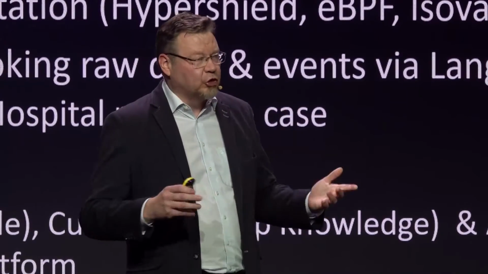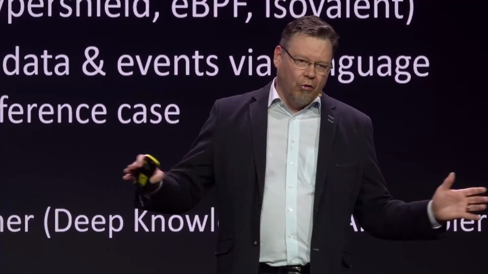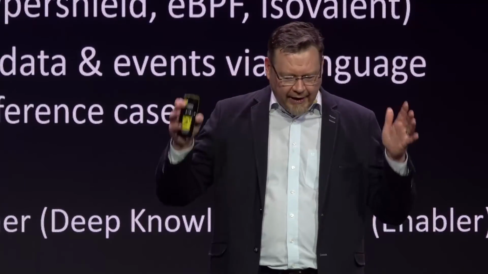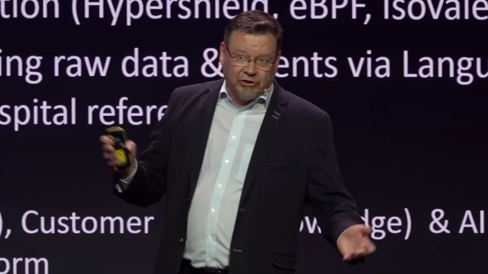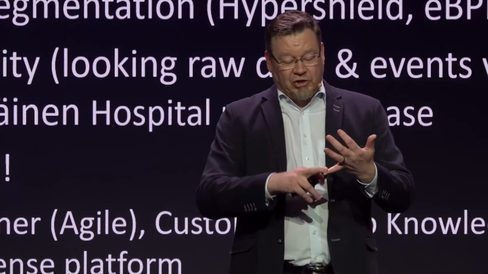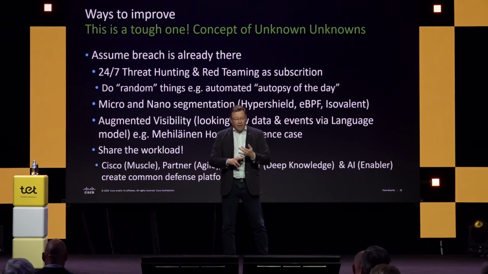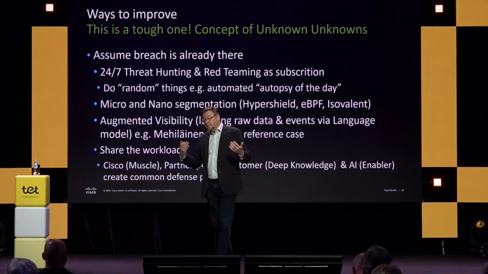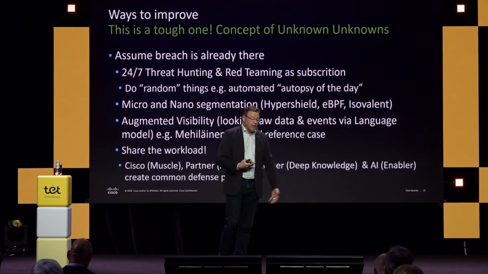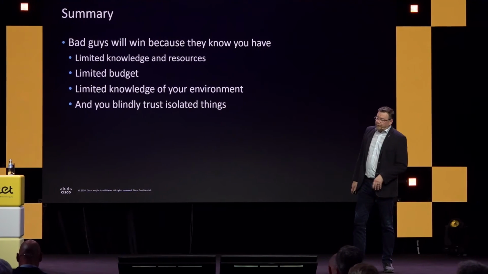But the best example for me is Mehiläinen, which is a private healthcare chain in Finland. The way they do this is that they take the whole network data, what has happened every single day, and by the end of the day, they dump that to the language model. And then they ask questions. What's an anomaly? What are the things that we have a lot happening? What are the things that are rarely there? And they have a dialogue with the language model about what's going on there. For me, it's the best way of going an augmented way of looking at what's happening in your environment.